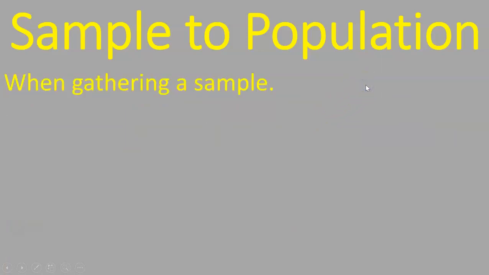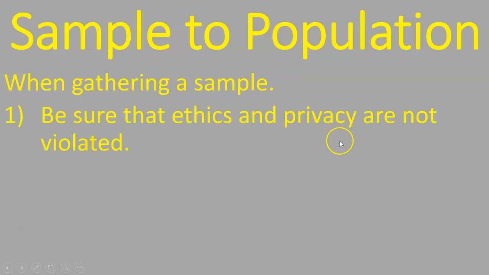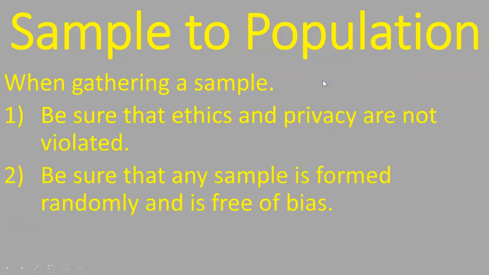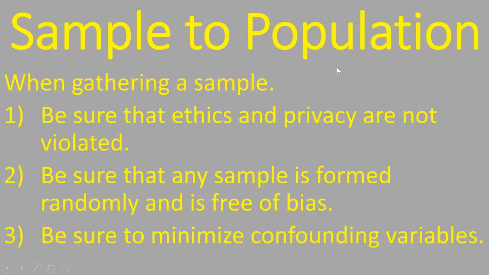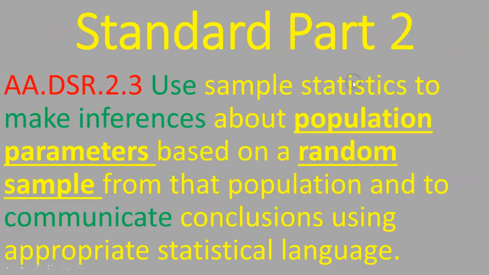These are some of the guidelines to check off for a sample. Again, this goes into the previous standard, but it links nicely with this standard. You want to make sure that ethics and privacy are not violated, for one thing. You want to make sure that it's formed randomly and is free of bias. And you want to make sure to minimize any confounding variables. So again, the idea is that a smaller group is going to be used to represent the larger group.